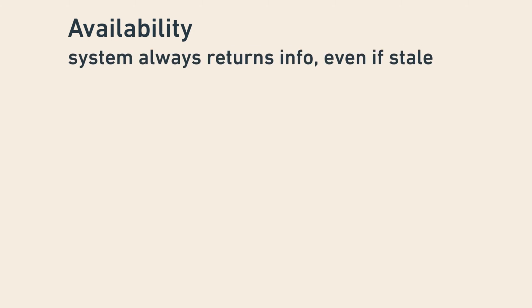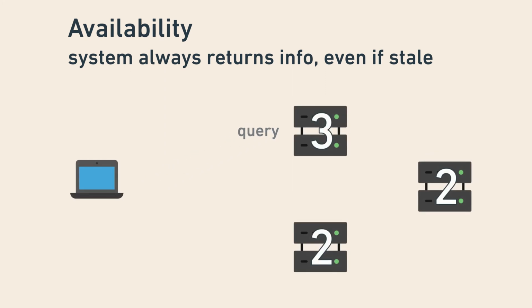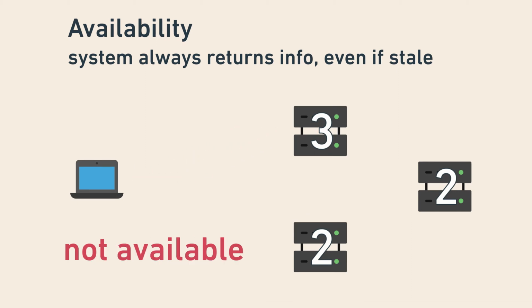The next term is availability. This one is easier. It means that all incoming requests receive a useful response. For example, if we query a distributed system, it is available if it returns useful data, even if it's stale. As long as it returns something, it's considered available. On the other hand, if it isn't able to handle my request, then it's not available. We can sum this one up as the system always returns info and never stops functioning.